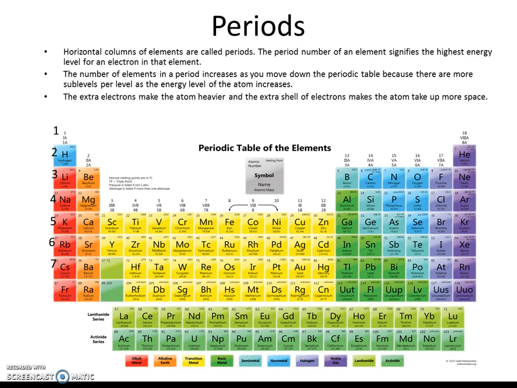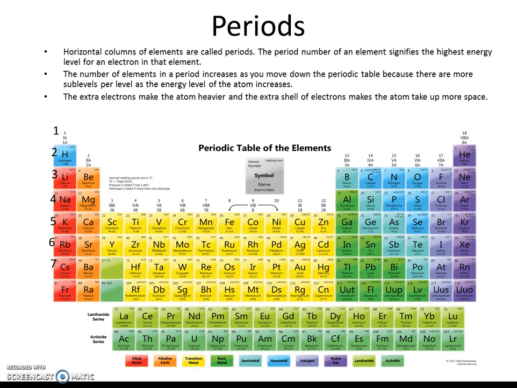Periods. Horizontal rows of elements are called periods. The period number of an element signifies the highest energy level for an electron in that element. The number of elements in a period increases as you move down the periodic table because there are more sublevels per level as the energy level of the atom increases.